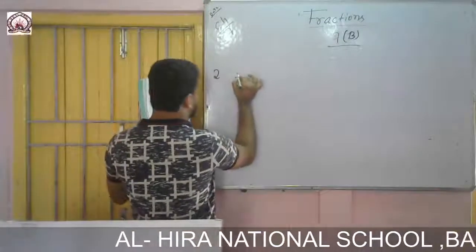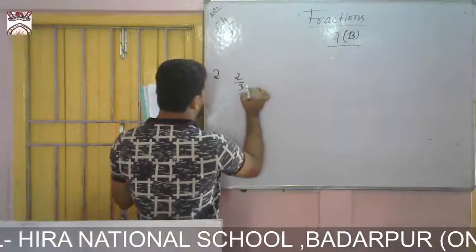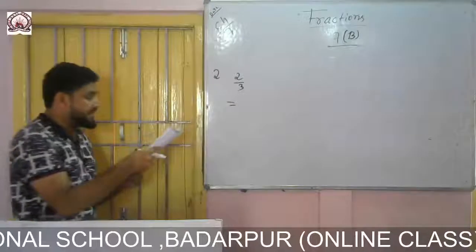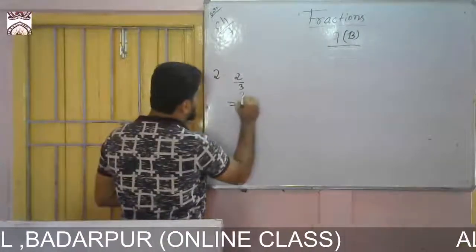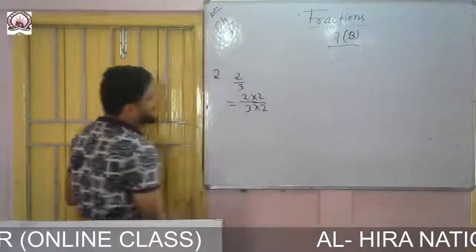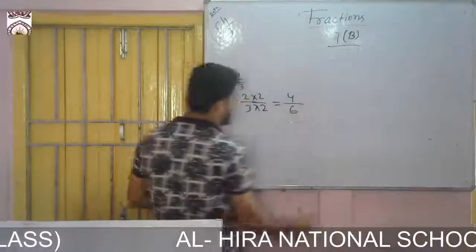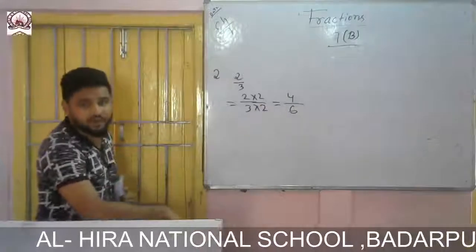So question number 2 is what? 2 by 3. I need to write two equivalent fractions of 2 by 3 by multiplication. So if I multiply 2 by 3 with 2, then what? 2 2s are 4, 3 2s are 6. Okay. So this is an equivalent fraction.